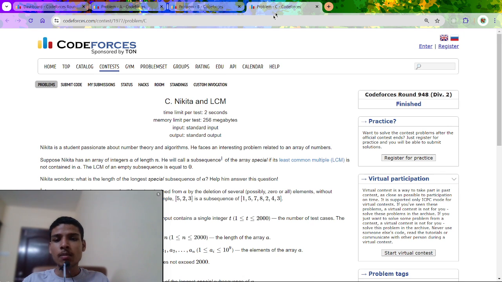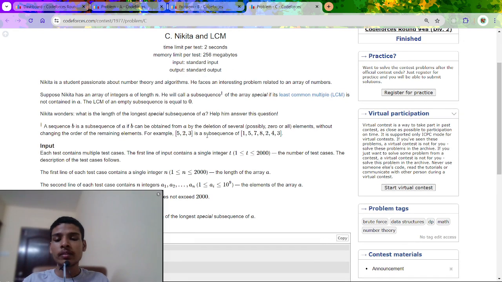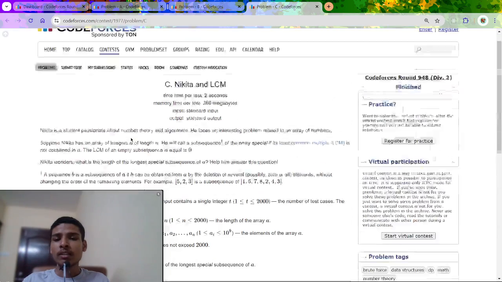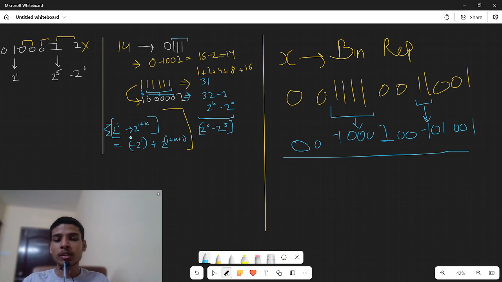So let's now discuss problem number C, that is Nikita and LCM. In this question we are given an array and we have to find the maximum length of a subsequence in this array such that the LCM of that subsequence is not present in this array. So how to solve this problem? I will tell you this question with respect to my code.